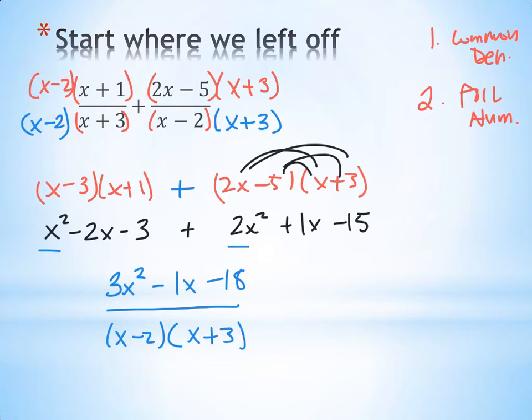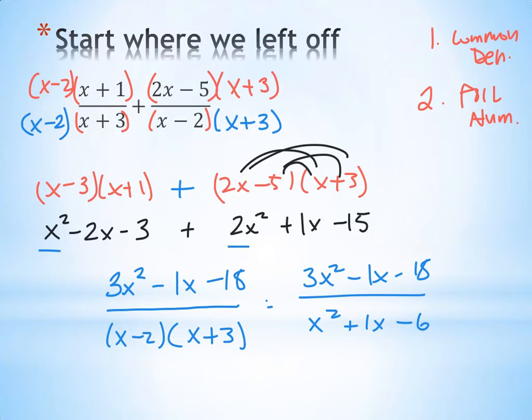Now I could take this one step further if I needed to and say 3x squared minus 1x minus 18, and actually FOIL out that denominator, which would give me x squared plus 1x minus 6. Now there's nothing that I can cancel, so don't try to cancel this and this and this and this. That's not going to work. That's not how we go about canceling things. I remember I told you the other day, you can't cancel terms, you can only cancel factors.